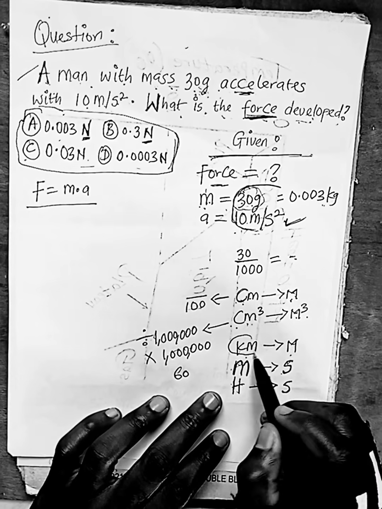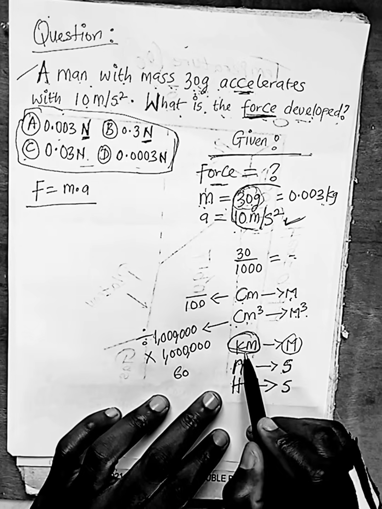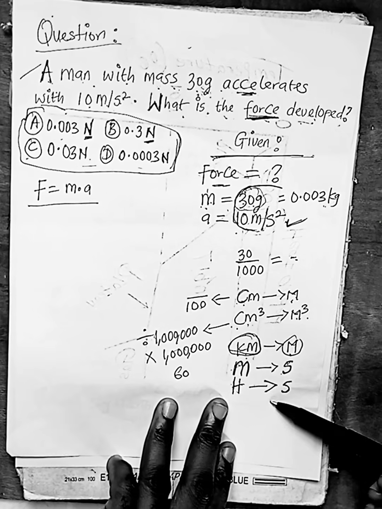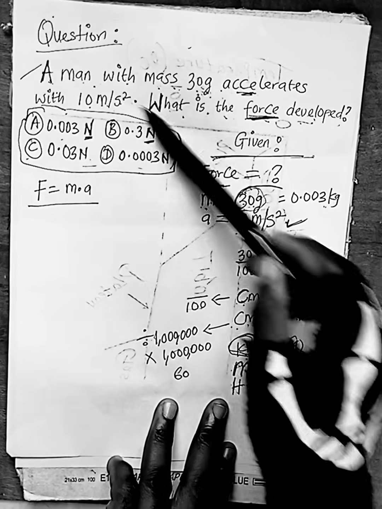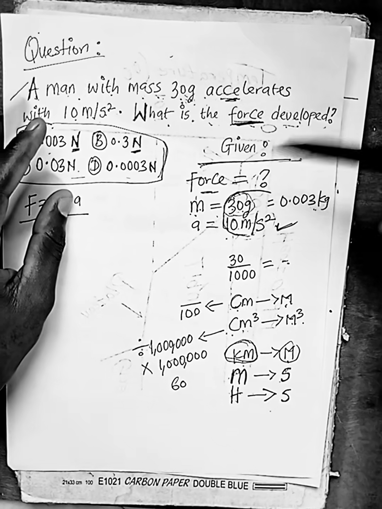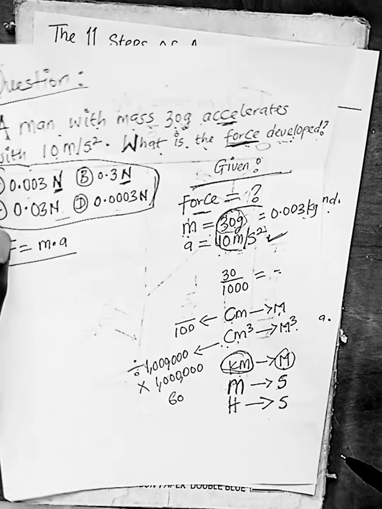So for kilometer, the standard unit of length is meter. If it's in kilometer, you have to convert to meter. Depending on what you are calculating, use the standard unit or make the unit match what you have in the options. That takes us to the next. We still have other conversions that are not common, but I just discussed the common ones. All right, so let's look at the next.